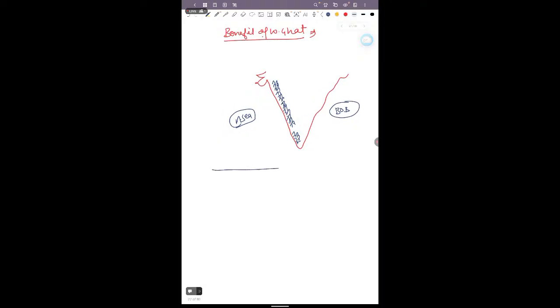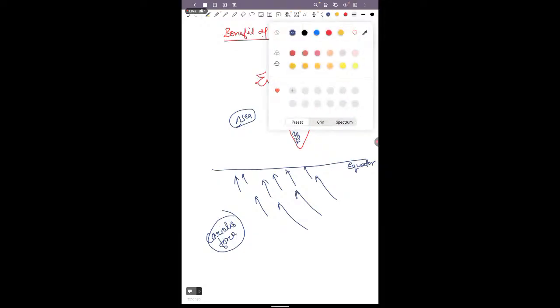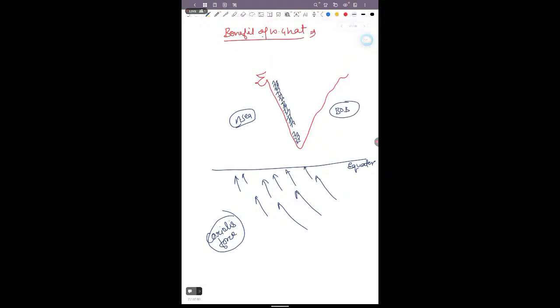and this is the equator line. So when the southeast trade winds came, because of the Coriolis force after crossing the equator, these winds become southwest winds. They become southwest coast winds.